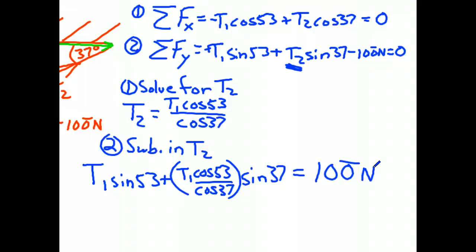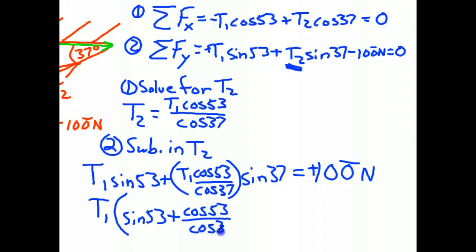All right. So, oh, I said negative 100 newtons. It was a subtraction of 100 newtons. When I take it to the other side, it's positive. Now I'm going to factor out T1. So T1 times sine of 53 plus cosine of 53 divided by cosine of 37 times sine of 37.